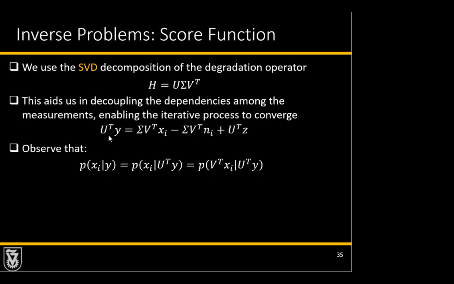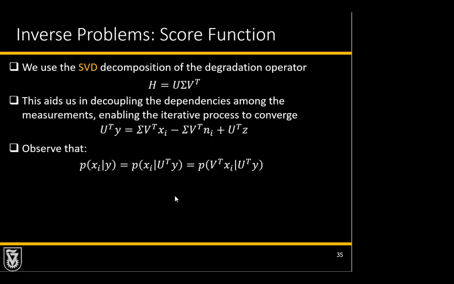But we talked about a relation between U transpose Y and V transpose Xi. So why is this relevant to us? We wanted to sample from the posterior distribution. We wanted to sample from P of Xi given Y. Now, because U transpose is an orthonormal matrix, it does not change the information of Y. So given Y or given U transpose Y, it's the same thing. Same goes for V transpose. It's an orthonormal matrix. So it will not change the statistics of Xi.